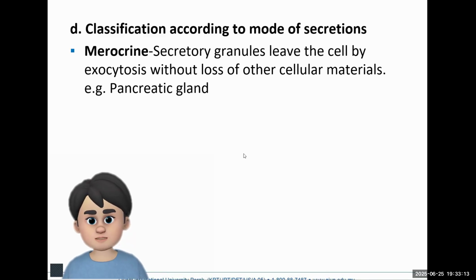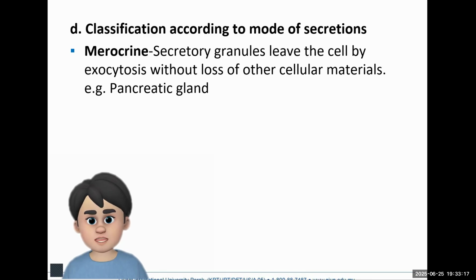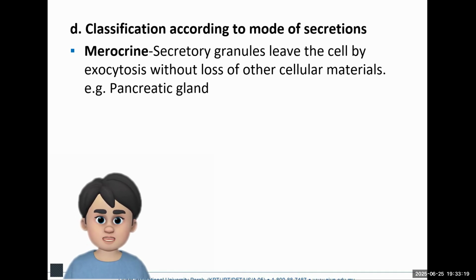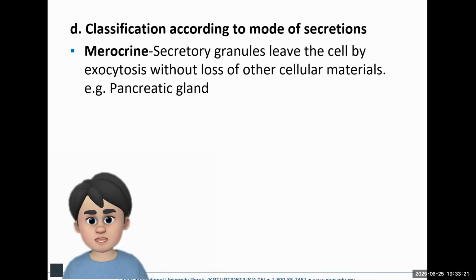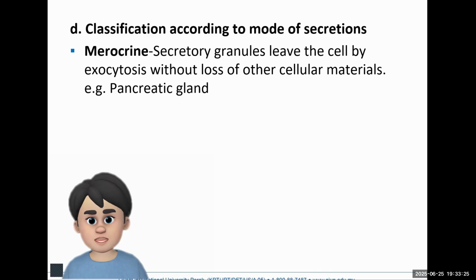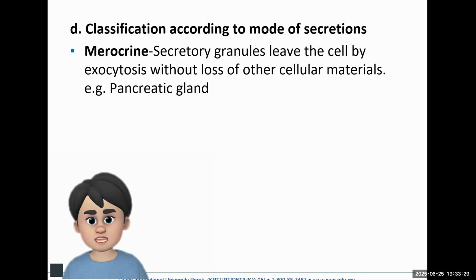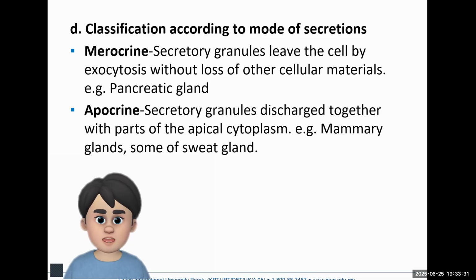Next one, classification according to mode of secretion. Merocrine: secretory granules leave the cell by exocytosis. There are two things, no? Endocytosis is taking in, exocytosis is releasing it out. There were others too, pinocytosis and phagocytosis.